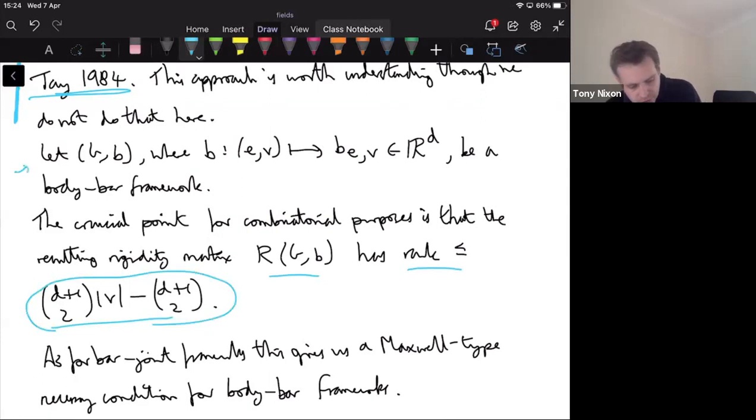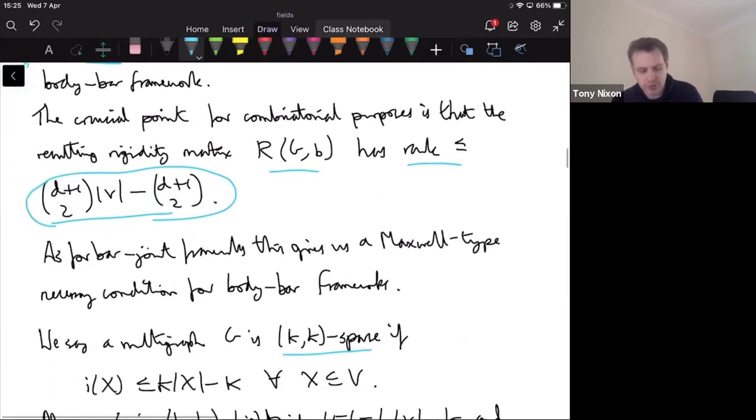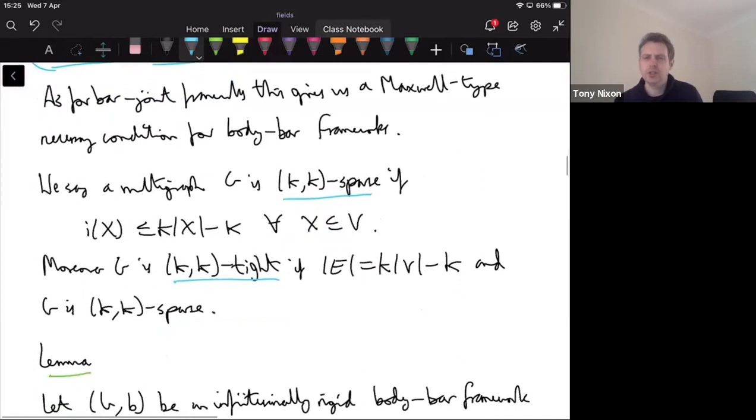I missed this bit, so let me just say this. If I want to have a Bodybar framework, instead of having GP as a special bar joint, I could have a GB, where B maps a pair EV to the body of V in this sort of way. But I think it's best to think of them as a special case of bar joint frameworks, where effectively you're studying, maybe it's called cluster graphs or something, where you just have big complete graphs, and then some sort of edges spread amongst them. And we'll see that that's really what we're studying from the combinatorial viewpoint as well.